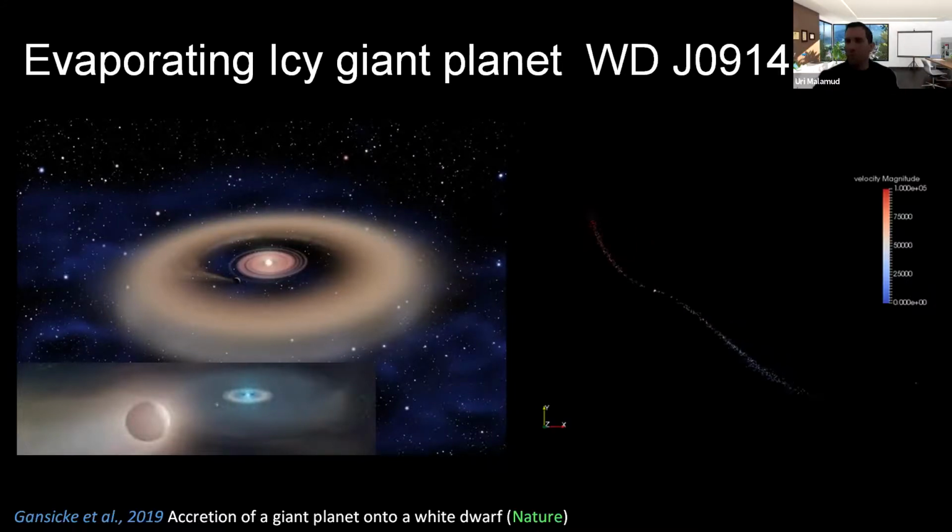So we model this with a core of silicates, an icy mantle, and a gas envelope. The gas is composed of helium and hydrogen in solar abundances. And basically, every time you come near the white dwarf, you release some of this material, and over several flybys, perhaps you'll be able to form a disk that looks like this disk. So this is just preliminary results, and I have to come back to this in the future.